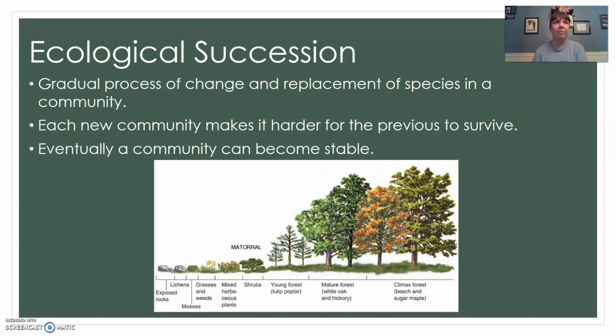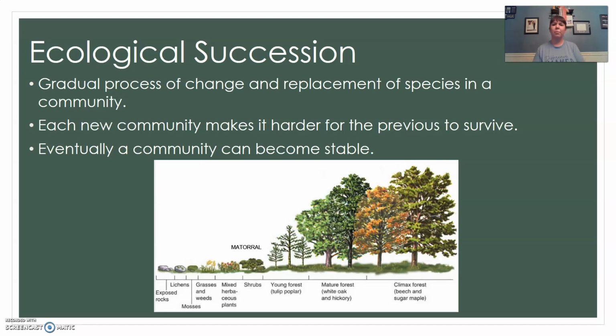Maybe we had a volcano erupt and that volcano spewed igneous rock everywhere and we started with just rock. Each new community that moves into that area, the rock, of course, is just abiotic. There's nothing living there. Then you get little lichens and moss living on the rock, and each community makes it easier for the next community to move in.